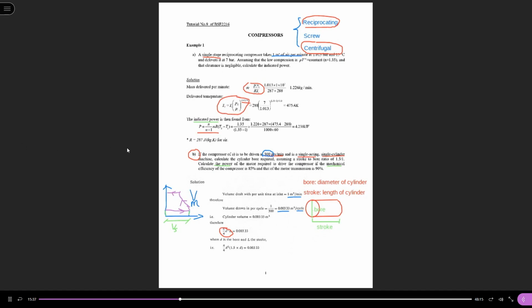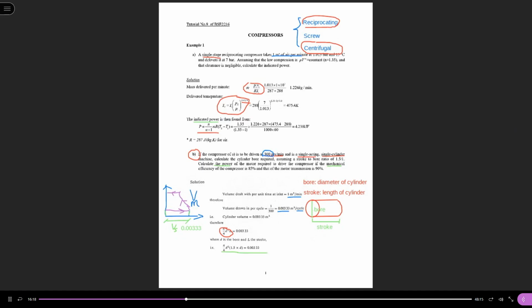Because this is per cycle, we understand the cylinder volume is 0.00333 cubic meter. Therefore, to calculate the cylinder volume, we know the bore and this is the stroke. Then we can calculate the relationship. We know the bore and the stroke, and there is a stroke to bore ratio. So we can calculate through this equation.